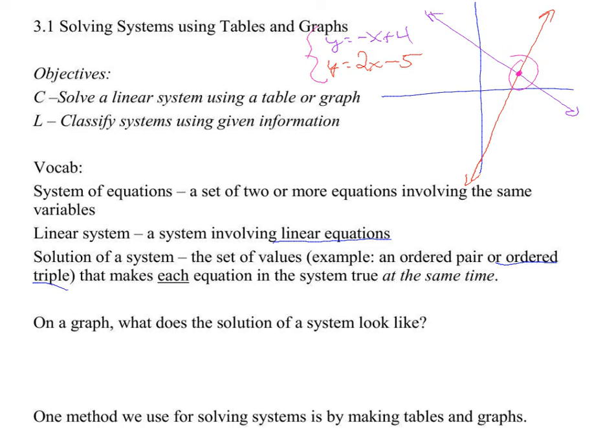Okay, so on a graph, what does the solution of a system look like? Yeah, they look like intersection points. So one method that we have for solving systems is by making tables and graphs. And we're going to start with tables. Pretty quickly, though, we're going to move to graphs because tables get the job done, but they get the job done kind of poorly. It's kind of a very primitive way of solving systems of equations.